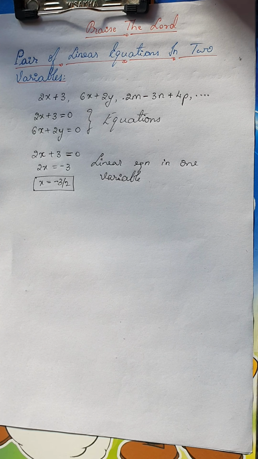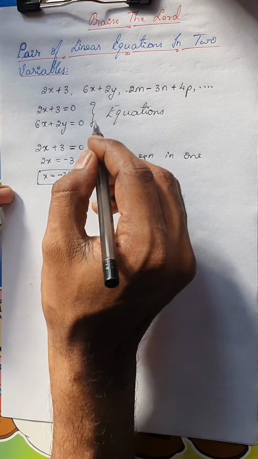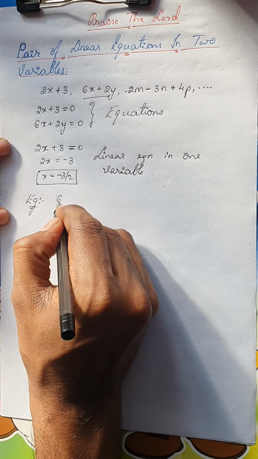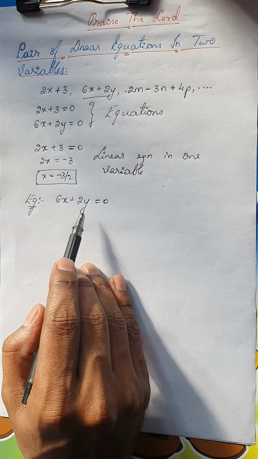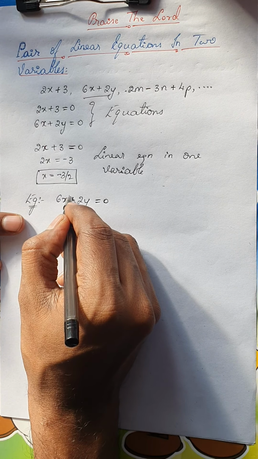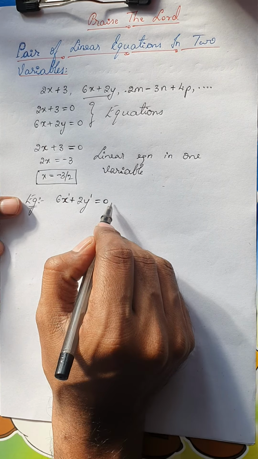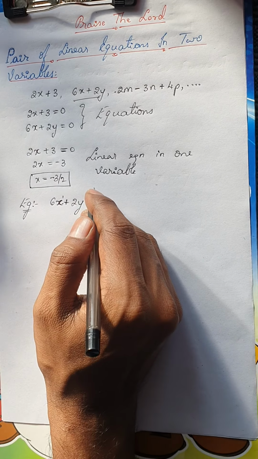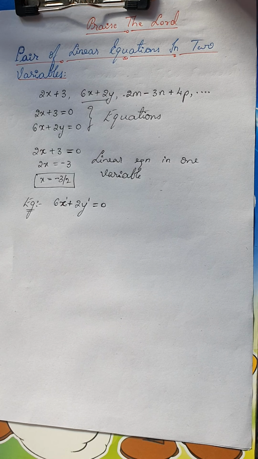But in this chapter, we are going to discuss the pair of linear equations in two variables. You may think of this equation, for example, consider 6x plus 2y equals 0. Now you can see here I have two unknowns x and y, and both x and y are of first degree, and this is called the linear equation in two variables, because there are two unknowns x and y. Are you following? Is it clear, Dikshita?